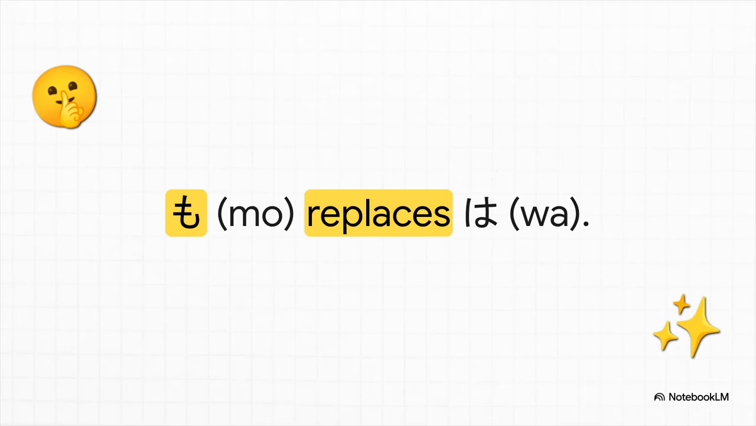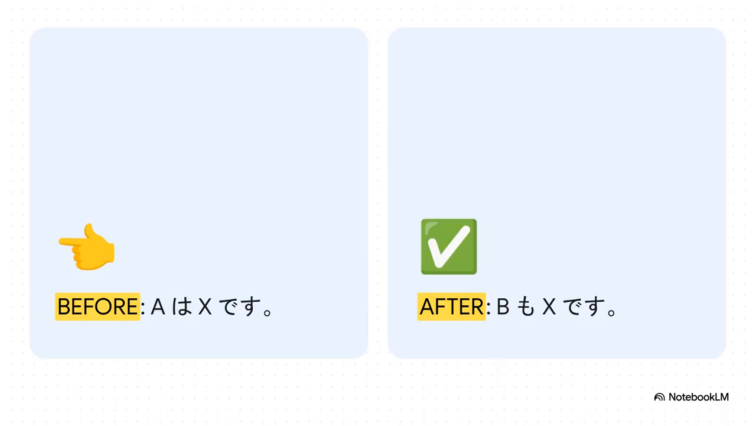All right, listen up, because this is the most important part. If you take away only one thing today, make it this. Mo replaces wa. You don't just add it, you swap it. You literally take the topic particle wa out of the sentence and put mo right in its place. That is the whole trick. So here's what that looks like. Think of it like a formula.